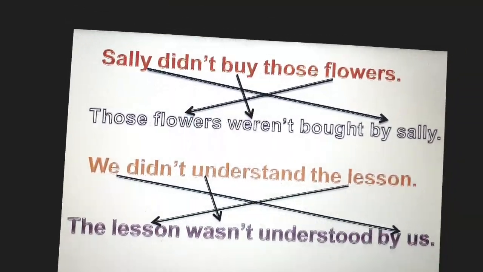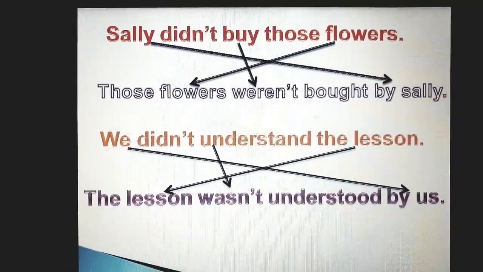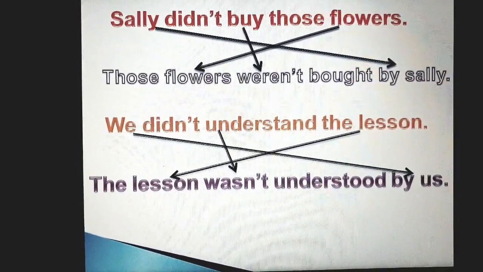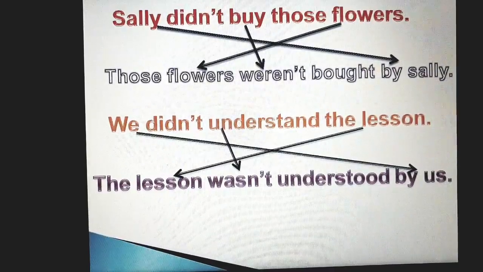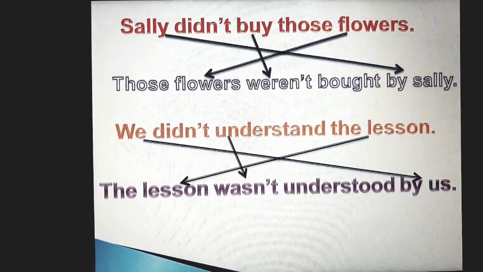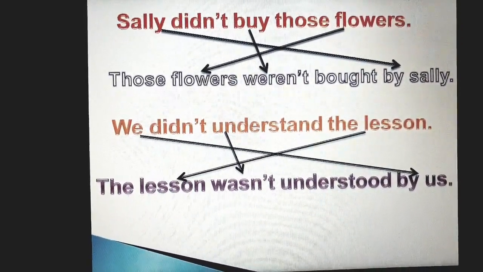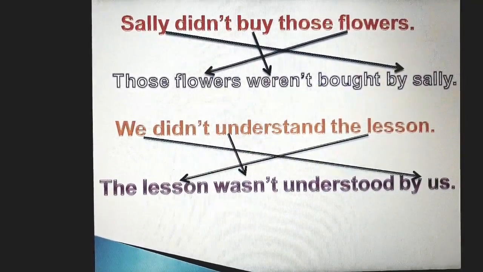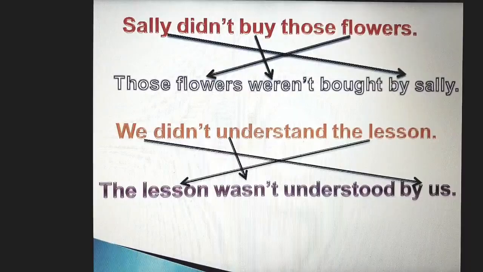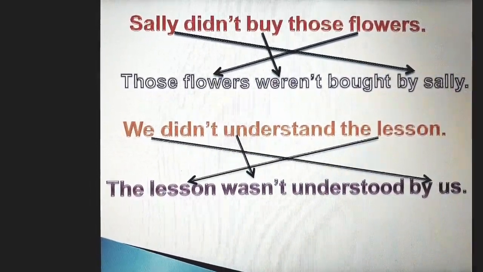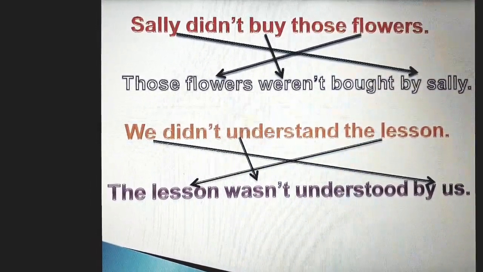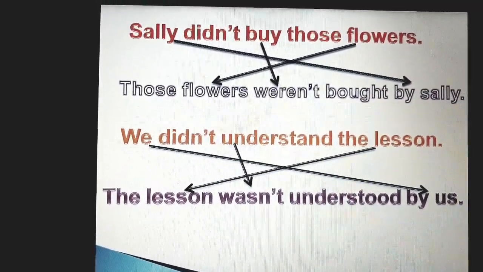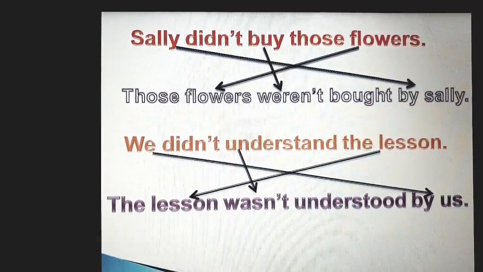Now let's take some examples about the negative form. Sally didn't buy those flowers. Notice that when I want to make a negative in the past simple, I use did not with verb 1. Did not is used with the first form of the verb, and the verb always comes after it in its base form, as we took in the first semester.